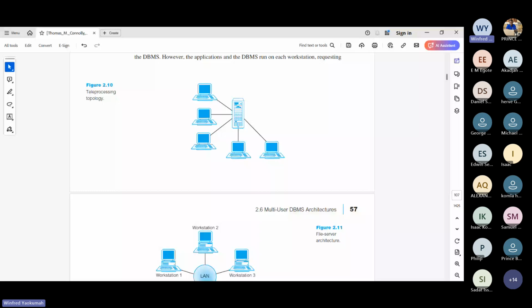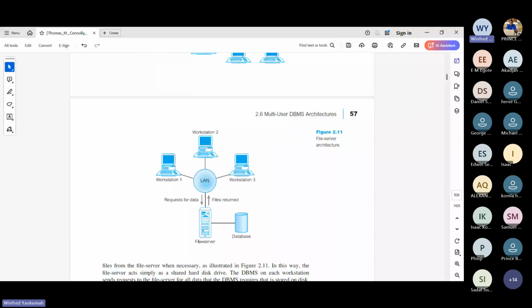But here, in this architecture, the clients can also perform some processing. They have memory to store and process some data here. So the processing begins to be divided between the server and the client, with the database on a server on the local area network.